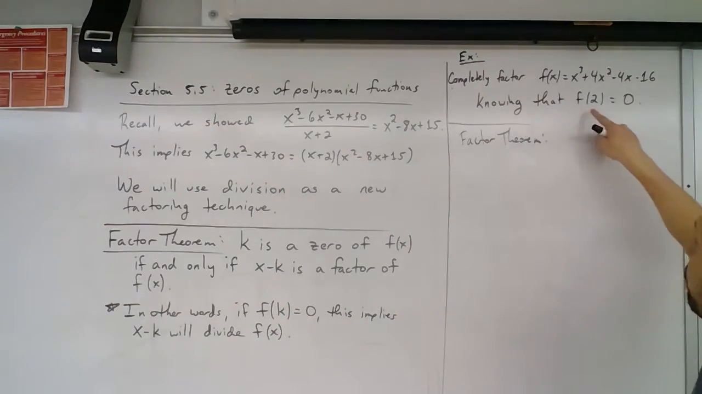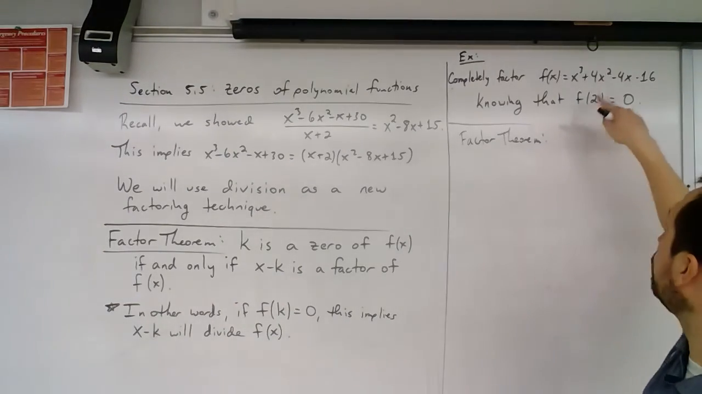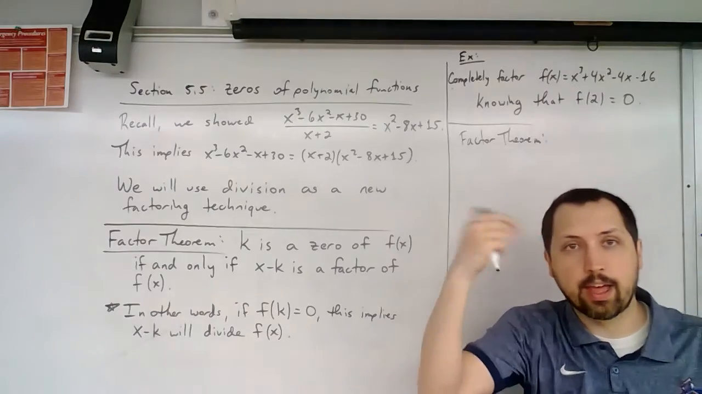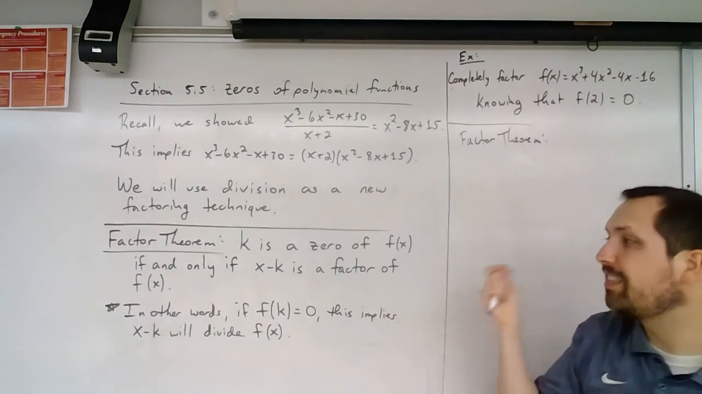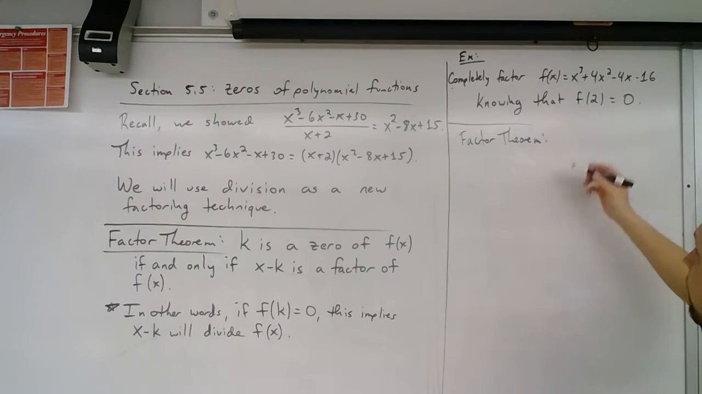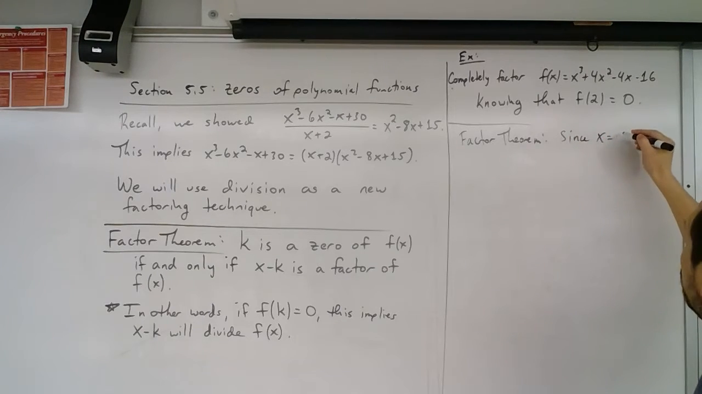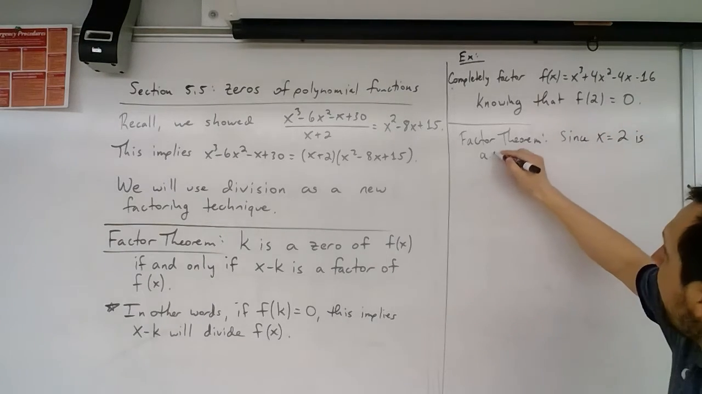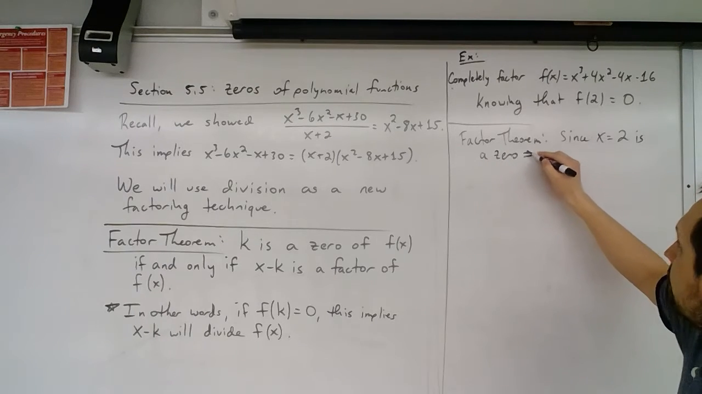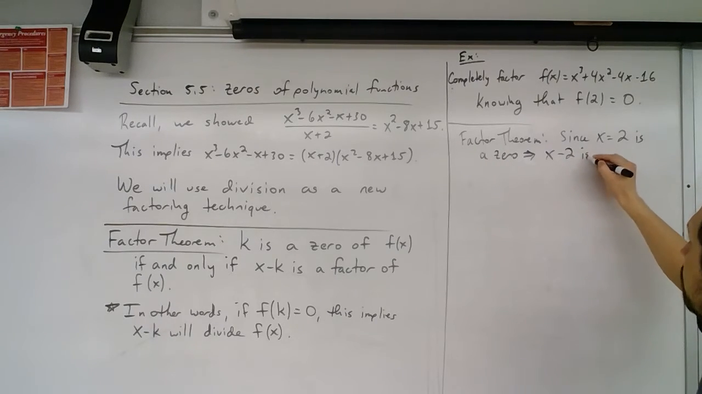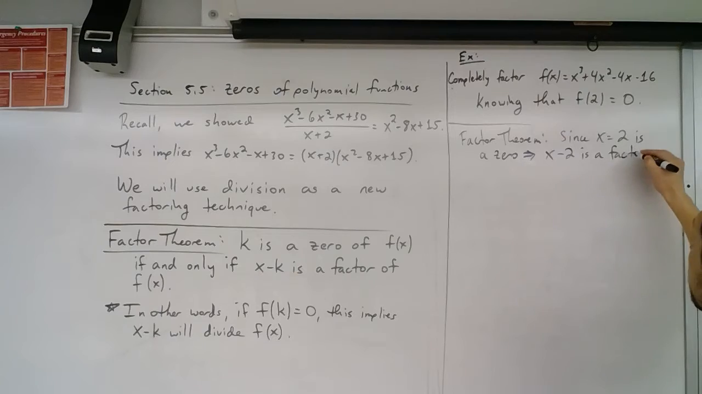So a 0 we have is 2. So x equals 2 is a 0. That is a 0, makes our function equal to 0. So that means x minus 2 is a factor. So we see that since x equals 2 is a 0, what this implies is x minus 2 is a factor.